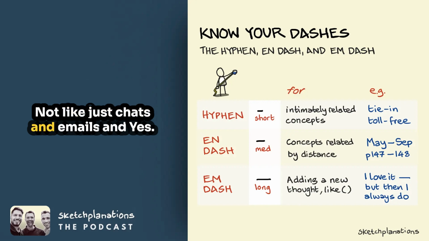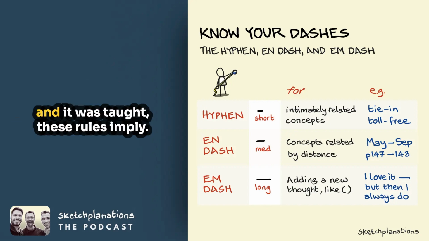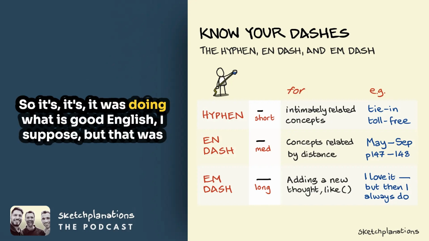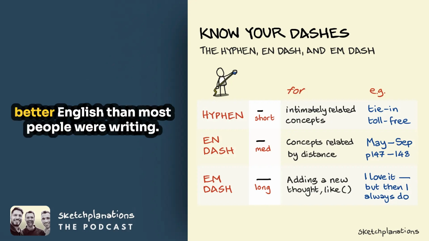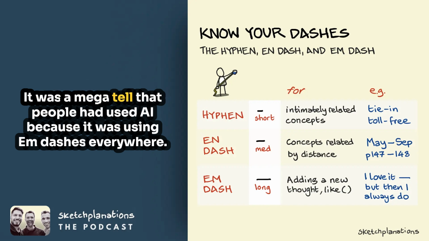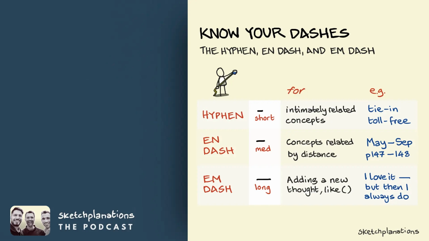not just chats and emails and messages back and forth. Casual text, and it was taught these rules and how to imply them. So it learned the human would want perfection, no doubt. Exactly. So it was doing what is good English, I suppose, but that was better English than most people were writing. And so all of a sudden, it was a mega tell that people had used AI because it was using M dashes everywhere. And for someone like me, that was quite annoying because I was using M dashes.